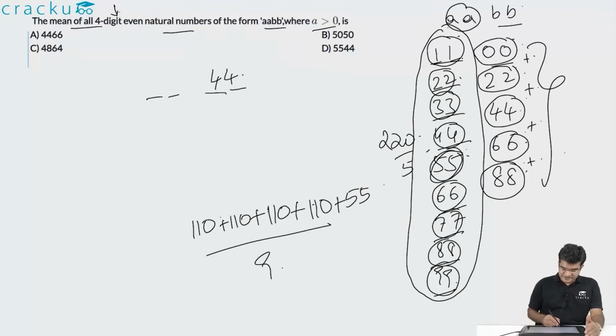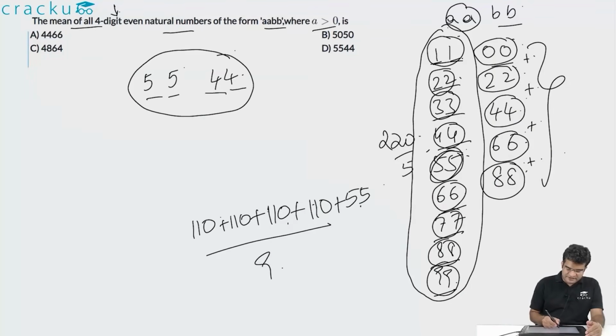If you sum them up, this is equal to 440 plus 55, that is 495, divided by 9, that is equal to 55. So the average of all such numbers will be equal to 5544. So the correct answer will be option D.